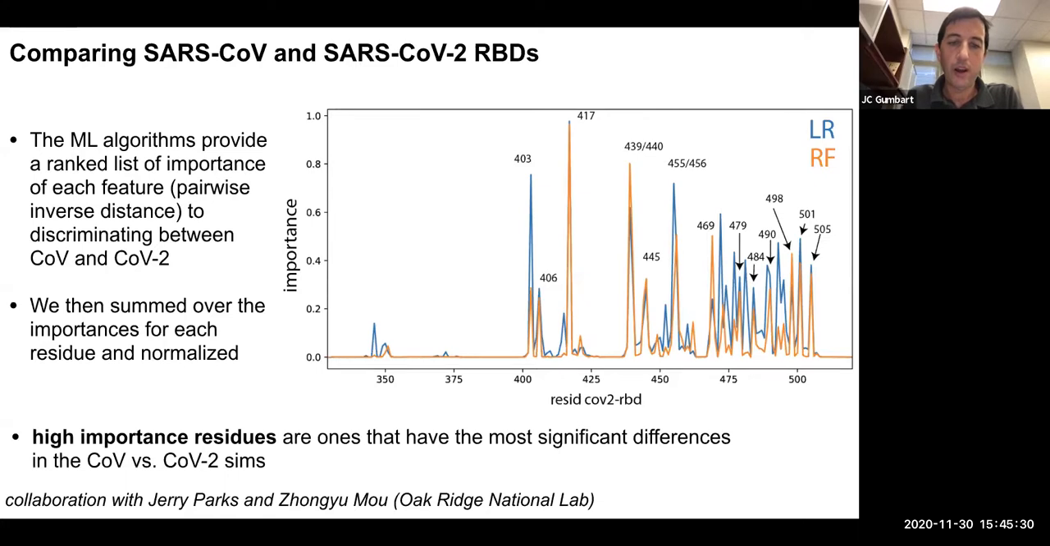Again, just to emphasize, the residues of high importance are those that are very different or behave differently in SARS-CoV-1 versus SARS-CoV-2. And just to point out, this is a collaboration with Jerry Parks and Zhongyu Mo at Oak Ridge National Lab.